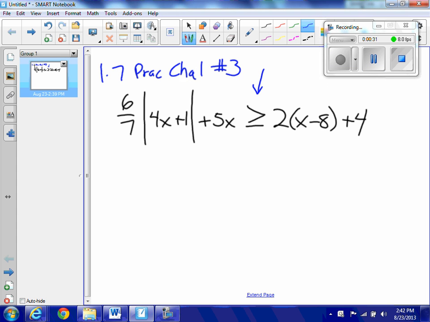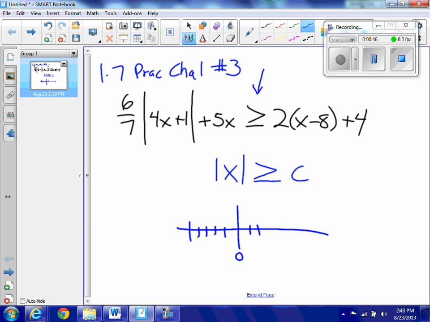I first remember, I kind of sit back and remind myself that if I have absolute value of x is greater than or equal to some number c, if I have a number line, well, let's just call this value right here c, so it can be any constant. If the absolute value of x is greater than c, that means that x has to be greater than or equal to c, and x has to be less than or equal to negative c.